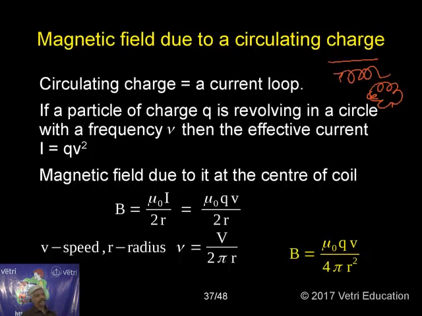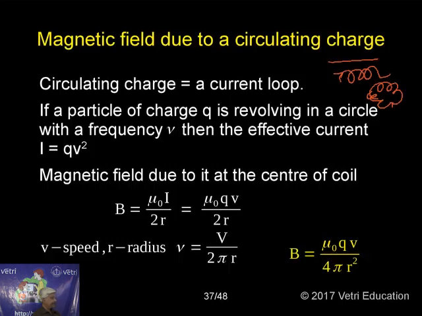If a particle of charge Q is revolving in a circle with a frequency nu, then the effective current I is equal to Q into nu. Here V is not the velocity of the particle; we know I is equal to dq by dt. The 1 by time will give the frequency. Therefore, I equals Q nu. Magnetic field due to it at the center of the coil is mu naught I by 2r.